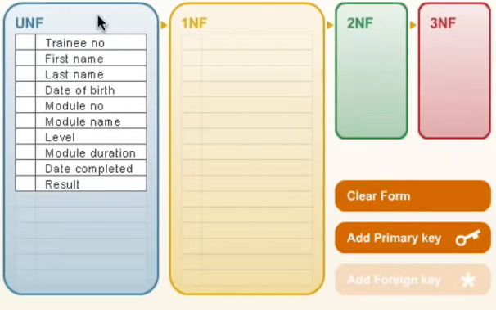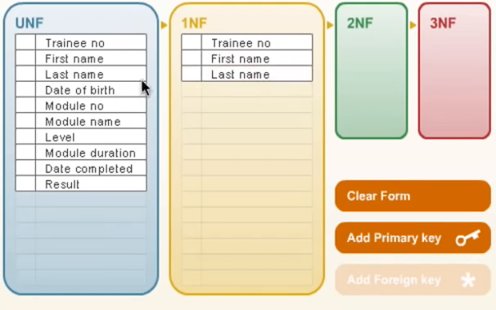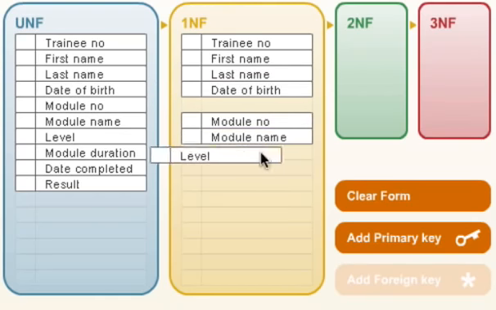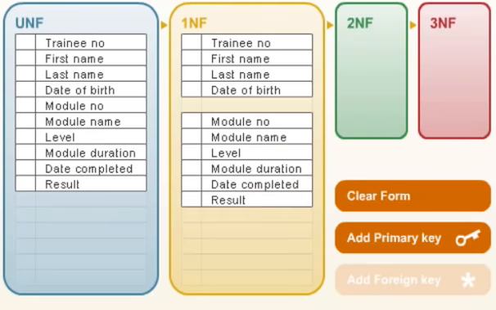So trainee number, let's just drag these out. Then we've got module number. Okay, so that's the first step. The second step: in each table we need to identify an attribute which can be used as a unique identifier, the primary key. So I need to drag my primary key symbol across. In the first table it's obvious because the trainee number is what we're going to use, just like a membership number for a video.